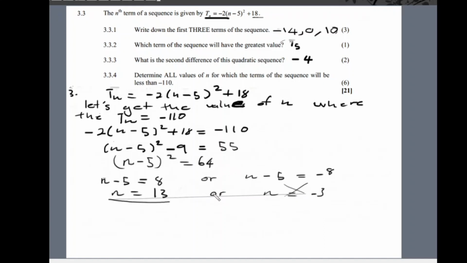So now the function is equal to minus 110 when n is equal to 13. If you go back to the formula for Tn and substitute n equals 13, minus 2 times (13 minus 5) all squared plus 18, that's equal to minus 110. But we want the values of n where the function is less than minus 110, not where it's equal to. So we know that it's equal to minus 110 when n is equal to 13.